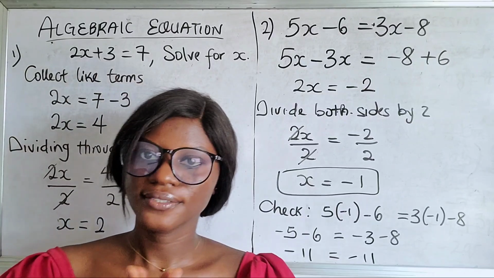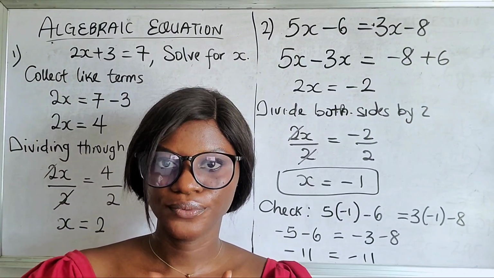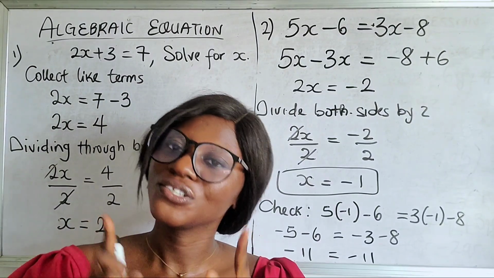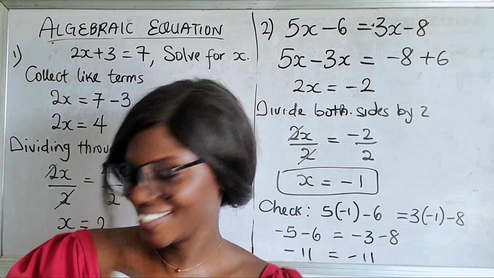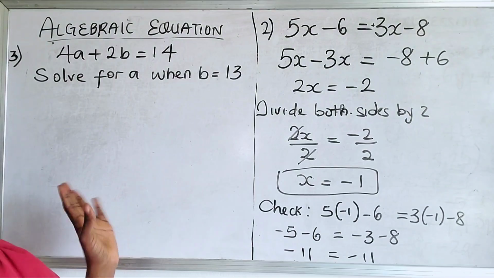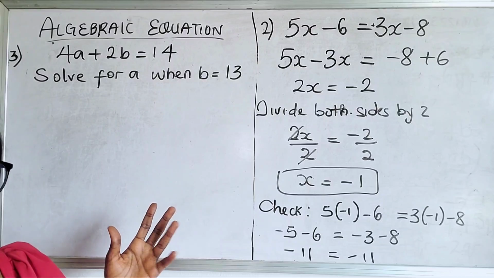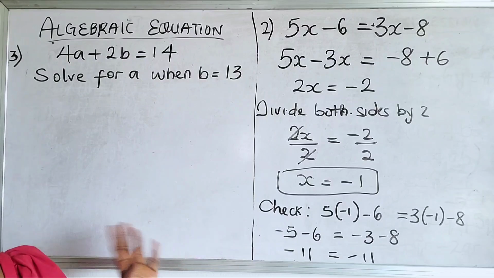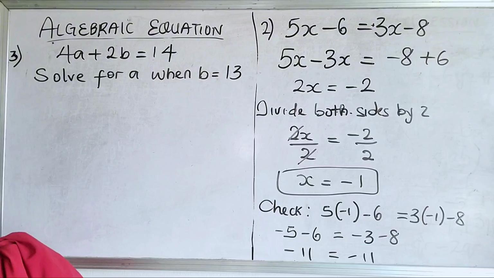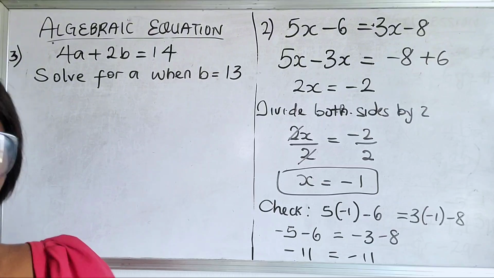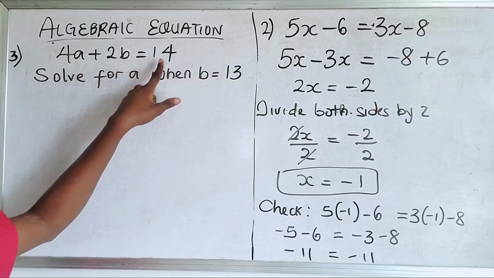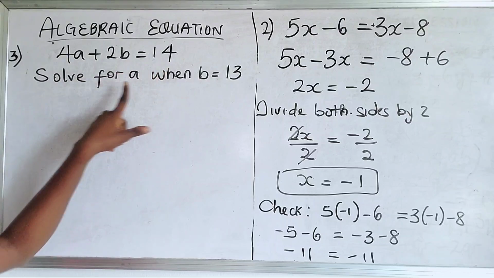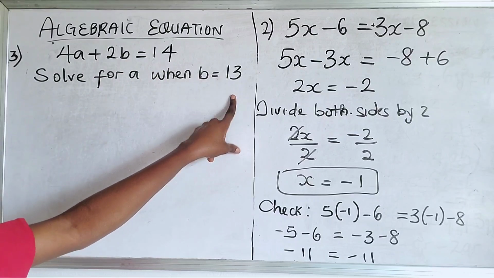I hope we're making sense. We're going to do one more example so you can get it. And then you are going to do your assignment, your assessment, your task, okay? You might have seen this kind of question in your exams before. You know, your JAMB, your WAEC, your SAT, whatever exams you call it in your country, right? You're given 4a plus 2b equal 14. And you're asked to solve for a when b is 13.